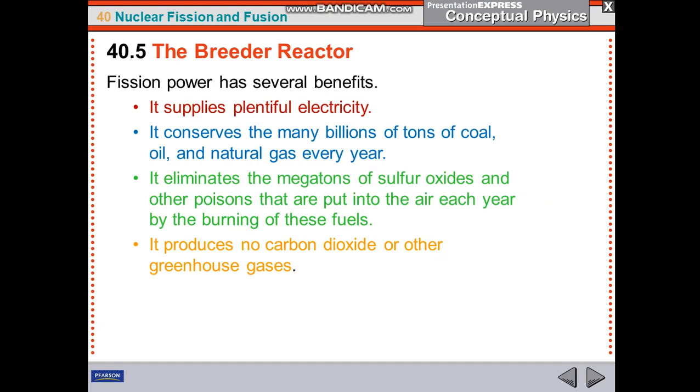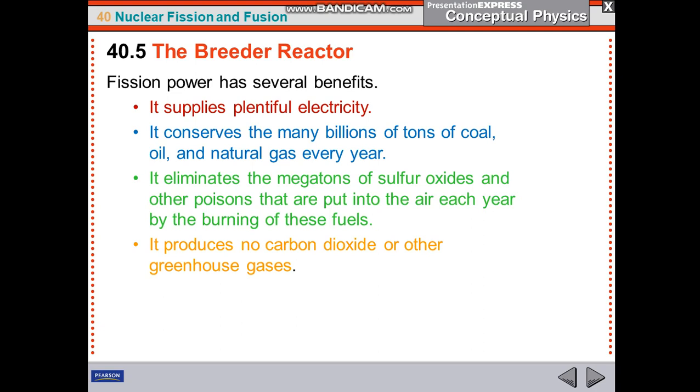Now fission power has several benefits. First one, it supplies plentiful electricity. It conserves the many billions of tons of coal, oil and natural gas every year. Because we use nuclear fuel, it can conserve many billions of tons of coal, oil and natural gas every year.